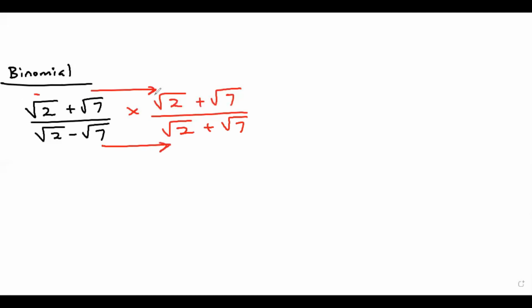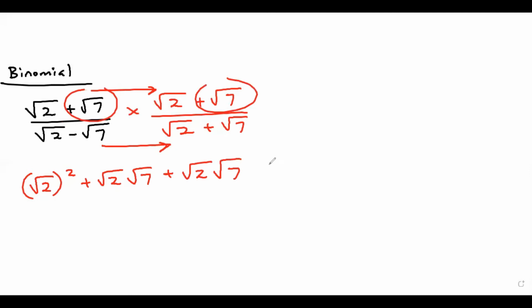So root 2 times root 2, that will give us 2. So that'll be root 2 squared. And then it'll be root 2 times root 7. And then it'll be root 7 times root 2. So that'll be root 2 root 7. And then this times this, that's another plus root 2 root 7. And then you have root 7 times root 7. That will be plus root 7 squared.